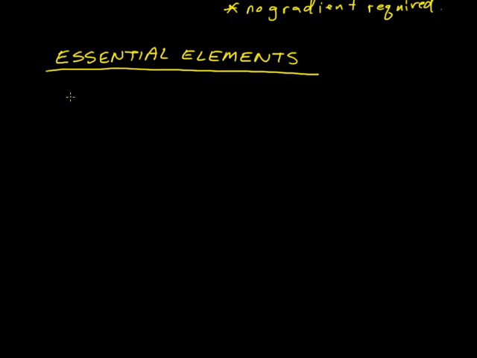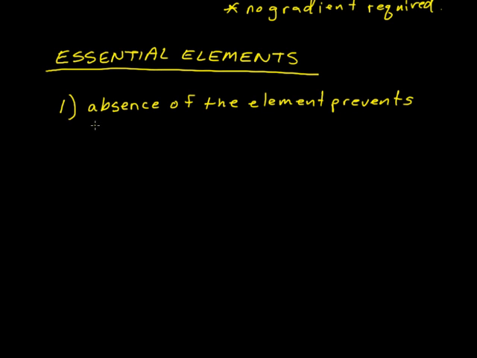Well, an element can be deemed to be essential to plant growth in one of two ways. And we call this a criteria for essentiality. Basically, the first way is to prove that the element is absolutely necessary for completion of a plant's life cycle. And so basically it means that the absence of the element in question prevents completion of the life cycle.